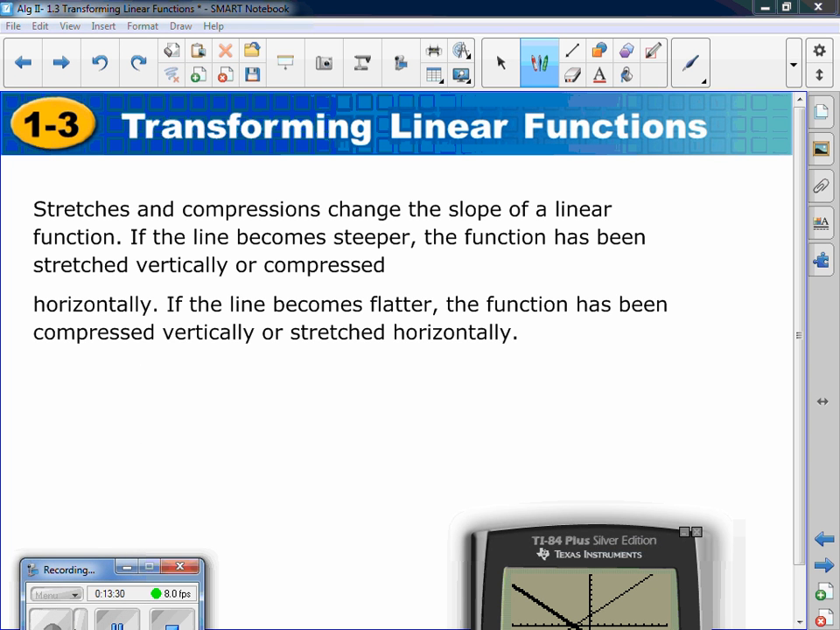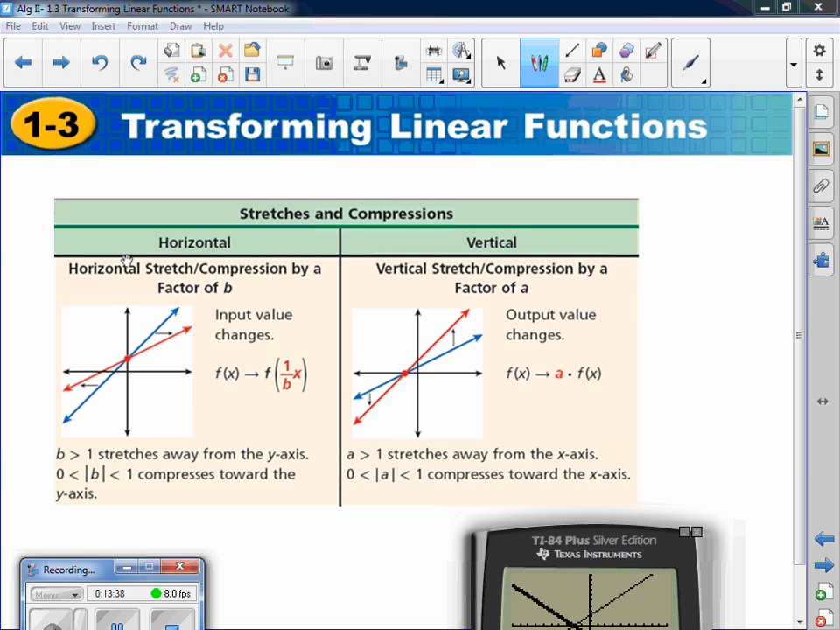This is just like our old one. Horizontally affects the x's. So if I want to affect by a factor of b, we're going to multiply just the x by a factor of b. If we want to vertically affect something, we're going to multiply the entire function by a number. Remember that if the b is greater than 1, it stretches. If it's between 0 and 1, it compresses. For vertical, if it's greater than 1, it stretches vertically. 0 to 1, it stretches horizontally.